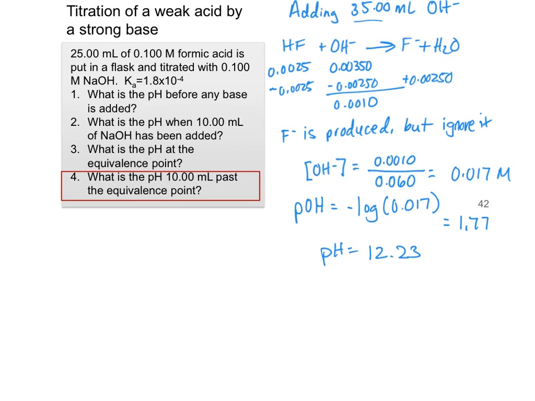So the other way that you can approach this problem without using a reaction table is you know that it took 25 milliliters of sodium hydroxide to reach the equivalence point. So you have an excess of 10 milliliters of hydroxide. So you can figure out the moles that are left over directly from that volume, and then divide by the total volume, skipping that reaction table. Okay, either way works.